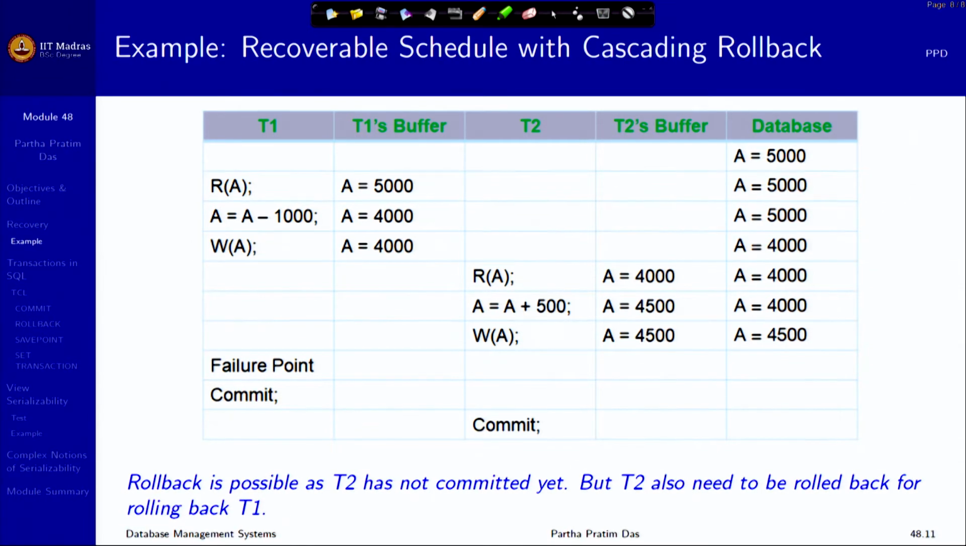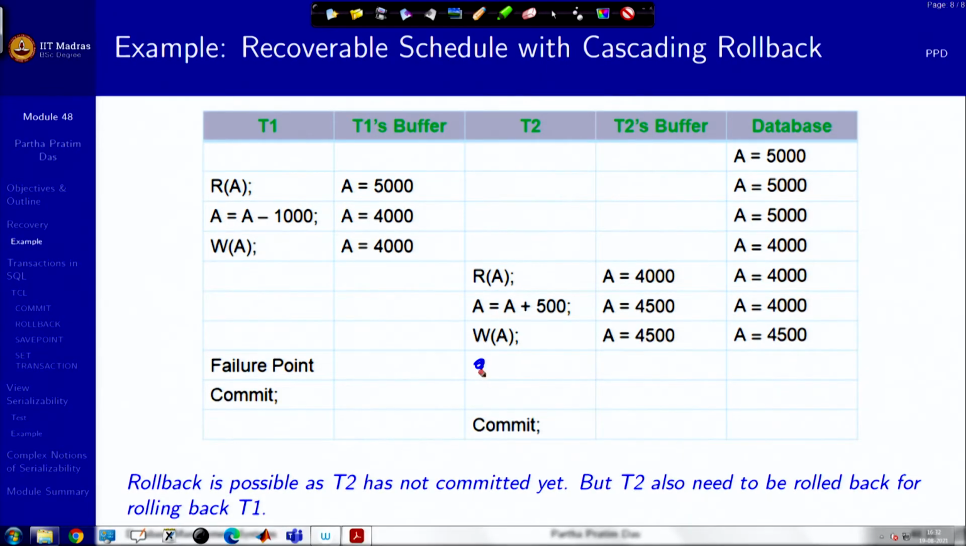If instead of committing right after, where T2 was committing earlier, it commits after the commit of T1, then the schedule is recoverable. Because if it fails at this point, before T1 has committed, then this has not yet been committed. So, this can be rolled back, and then this can be rolled back. So, it leads to a cascading rollback, but rollback is possible.